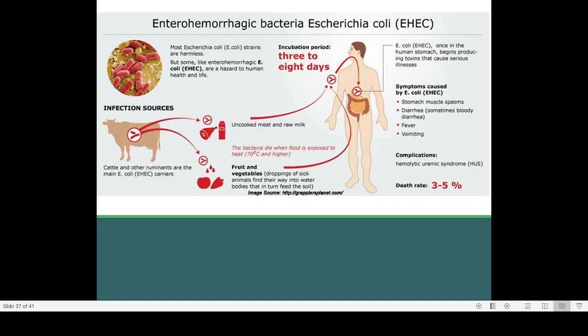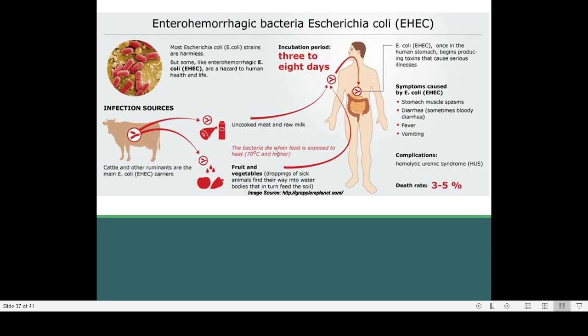Enterohemorrhagic bacteria. Wherever you hear the term entero, it means related with the intestine. Hemorrhagic means causing bleeding or something related with the blood. So enterohemorrhagic bacteria means it causes intestinal bleeding. That kind of effect is caused by only one special strain of E. coli. And here you can see the infection sources, mainly cattle, uncooked meat or raw milk. Then fruits and vegetables can be a source.